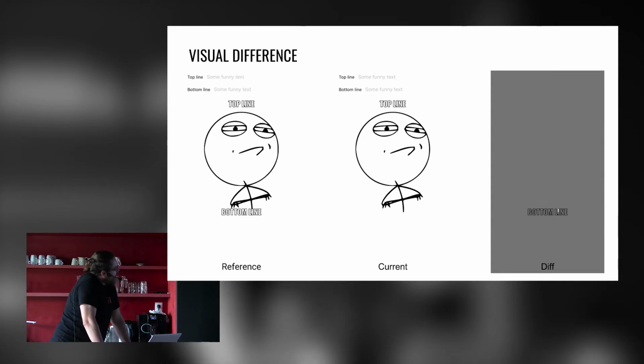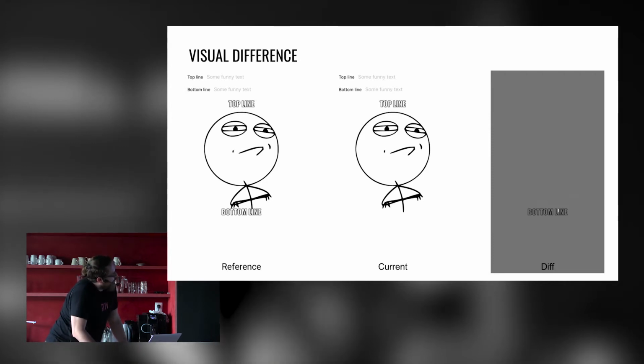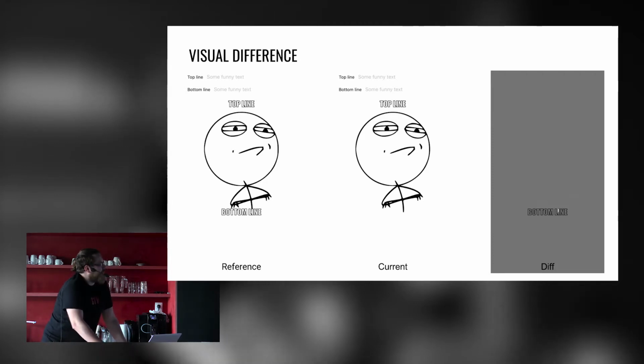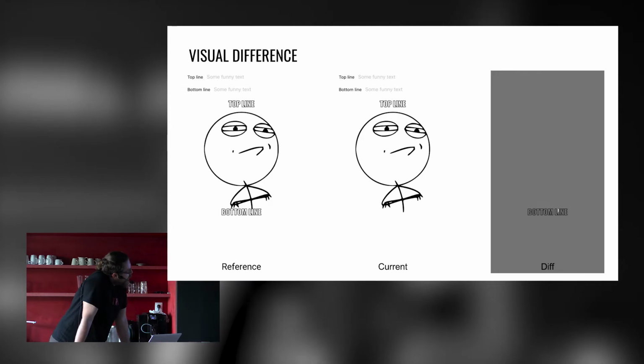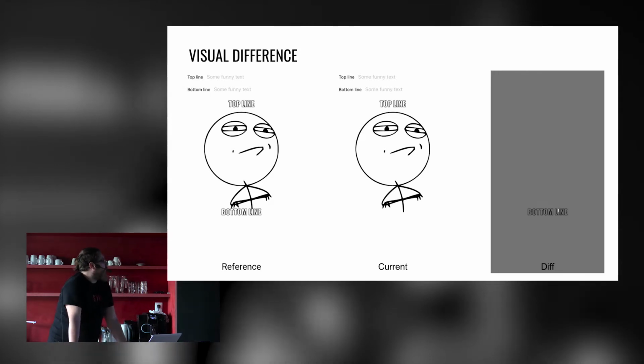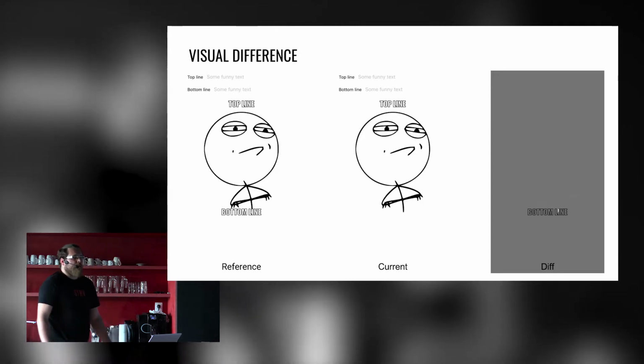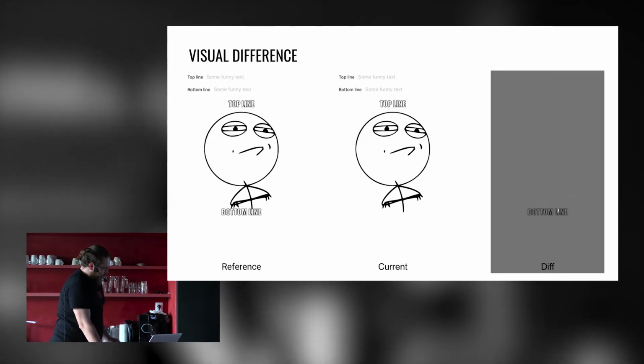And here you can see the visual difference. On the first picture, there is the reference image. In the middle, there is the current one. And you notice that it's very hard to see what exactly is wrong. So on the third image, we have the highlight. There is the bottom line label missing. And with those, you can easily find what's the difference.